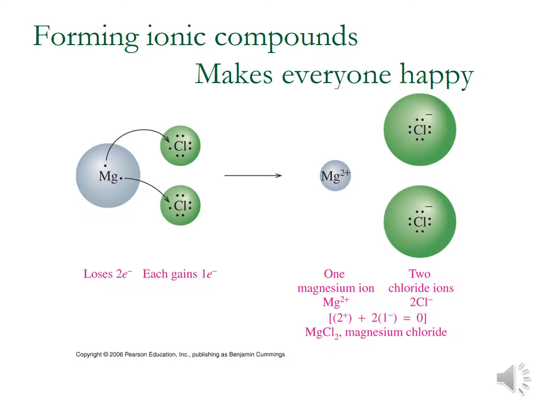The magnesium is +2. The chloride ions are -1, but there are 2 of them, so an overall charge for the formula of the ionic compound, MgCl2, and an overall charge is going to be 0. We would call it magnesium chloride.